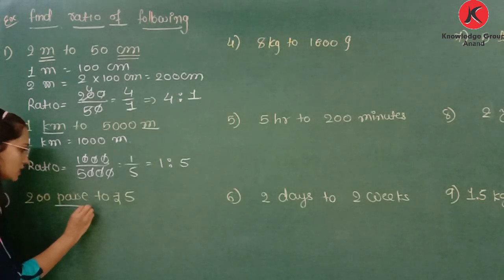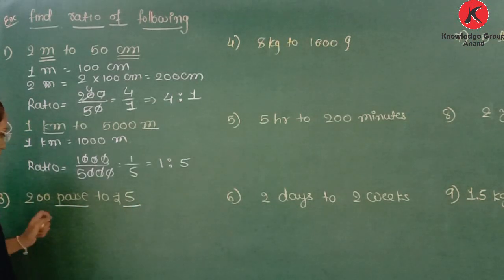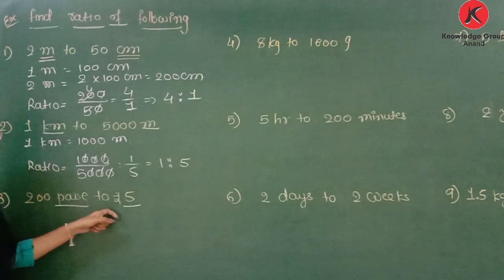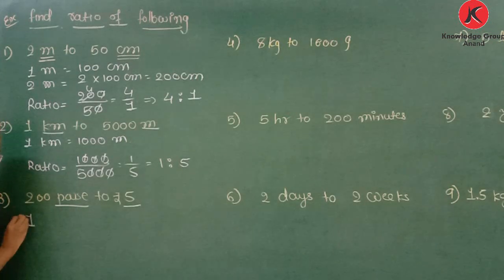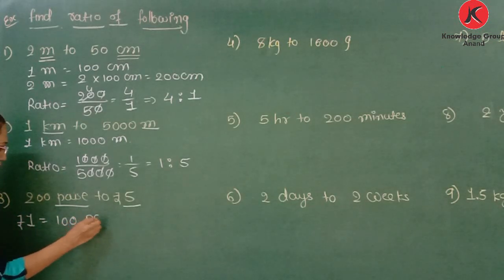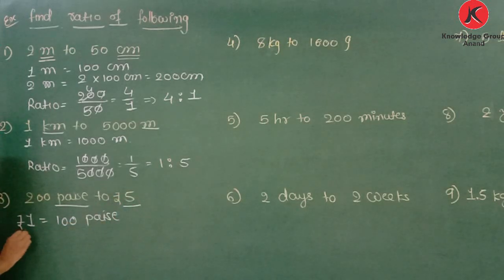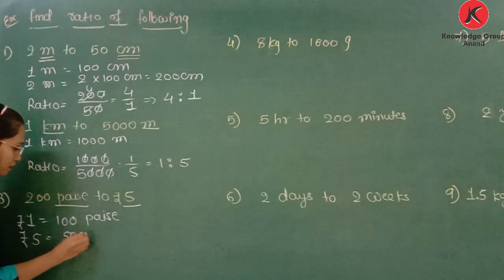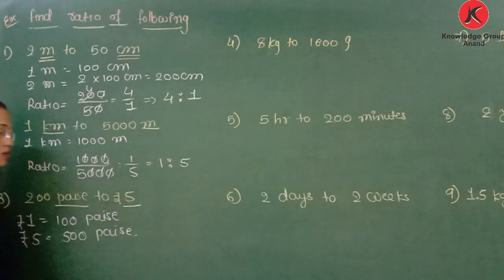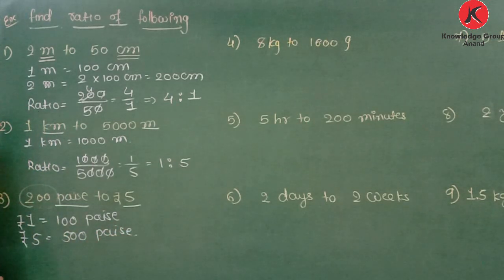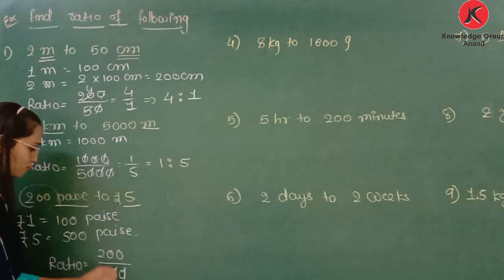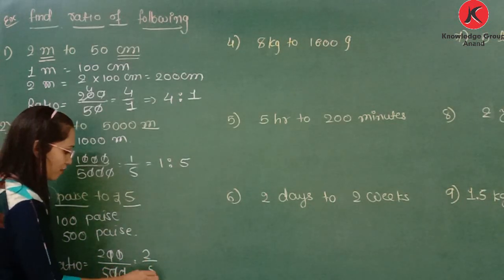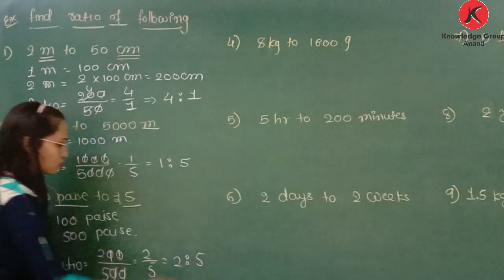Now next, 200 paisa to 5 rupees. Here one unit is in paisa, one unit is in rupees, so again we need to perform the conversion. Which unit will we convert? We will convert rupees into paisa. 1 rupee is equal to 100 paisa. Here we have 5 rupees, so 5 rupees is equal to 500 paisa. Now the ratio: the first quantity is 200, which will be in the numerator, and 500 will be in the denominator. Now you can cut the zeros, so it is 2 by 5, and in ratio form it is written 2:5.